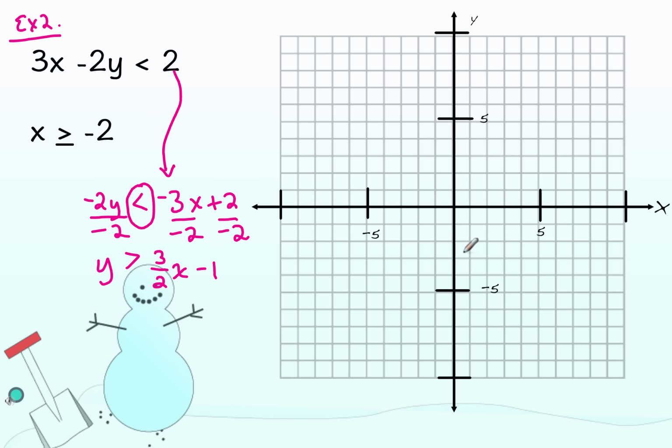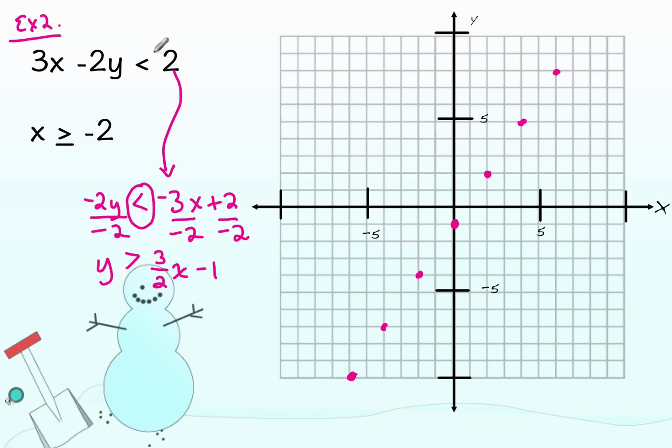So it tells me to start at negative 1. To go up 3, over 2. Up 3, over 2. Up 3, over 2. And then I'm going to go down the other way so that I have my complete graph covered.